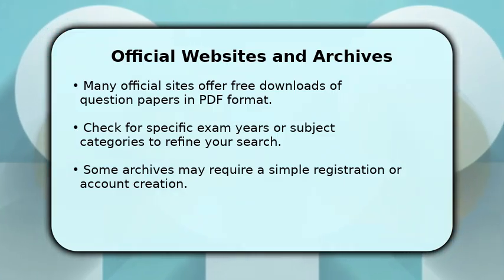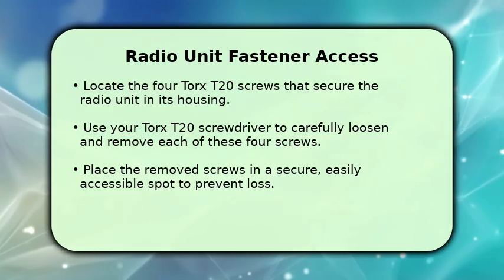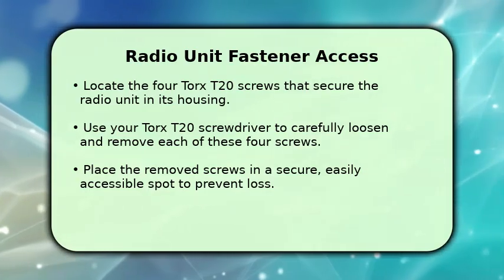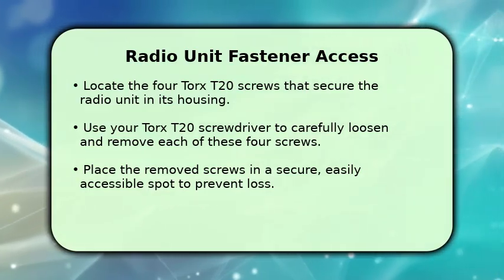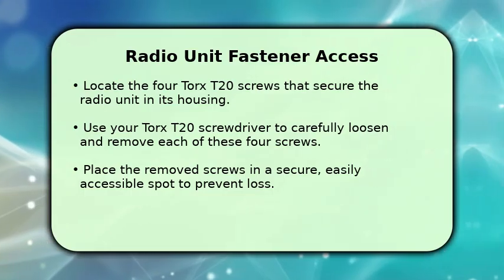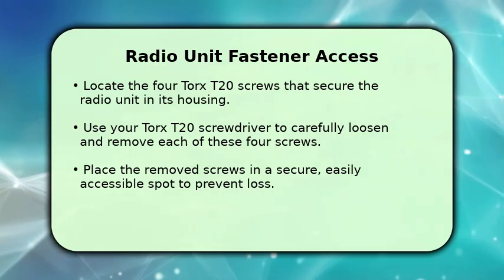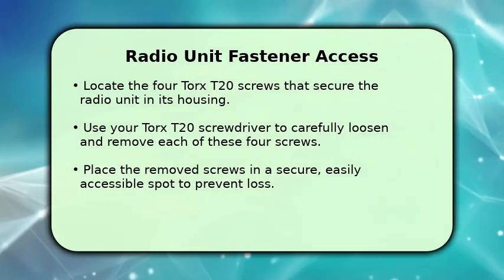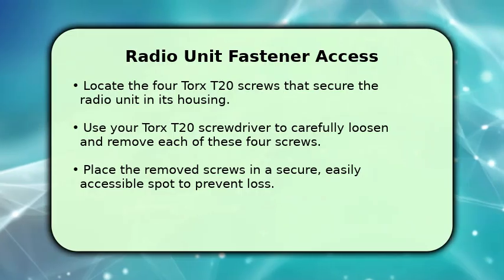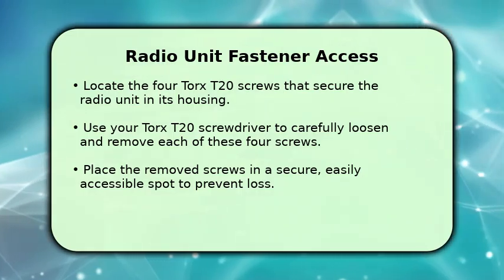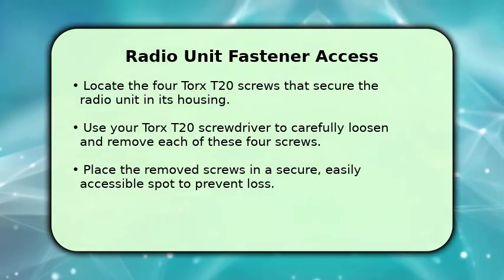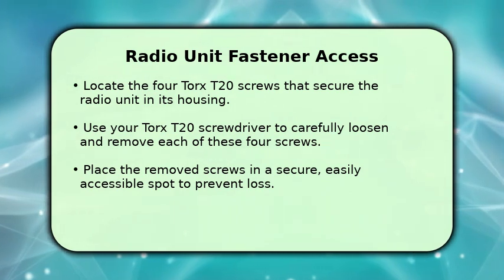With the trim panel removed, you now have clear access to the radio unit itself. You will notice 4 Torx T20 screws holding the radio firmly in place. Take your Torx T20 screwdriver and carefully loosen and remove each of these 4 screws. It is a good practice to place these small fasteners in a secure, easily accessible spot, like a magnetic tray, to prevent them from getting lost.